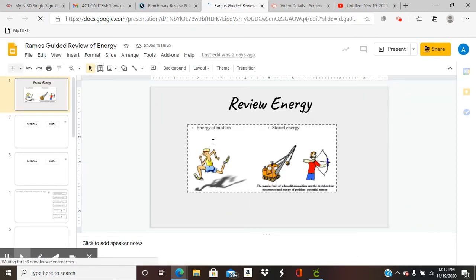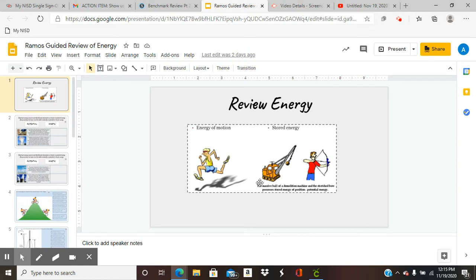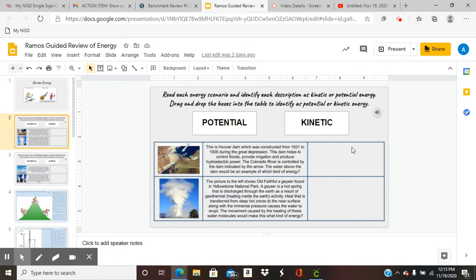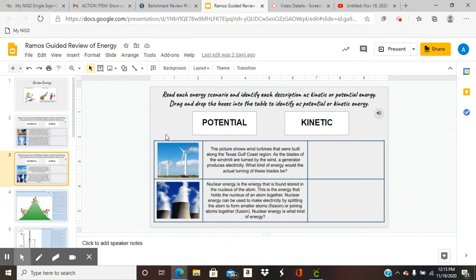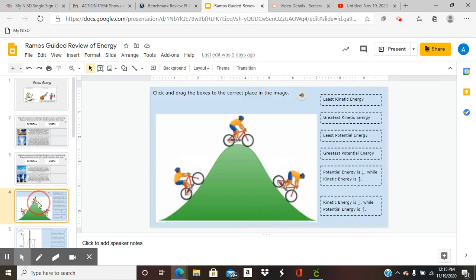So now we're going to be talking about reviewing energy, energy of motion, and stored energy. So remember how we went over potential and kinetic? So you're going to read each energy scenario and identify each description as kinetic or potential energy. Drag and drop the boxes in the table to identify if it's potential or is it kinetic. You will also do it for slide 3. You're going to drag and drop the boxes into the table to identify if it's potential or kinetic. Remember, potential is stored energy and energy at rest, and kinetic is energy in motion.